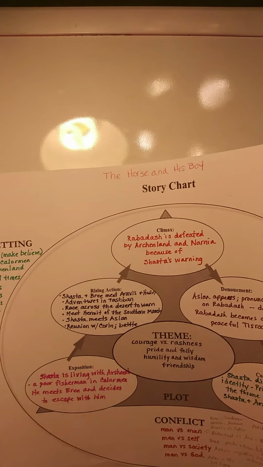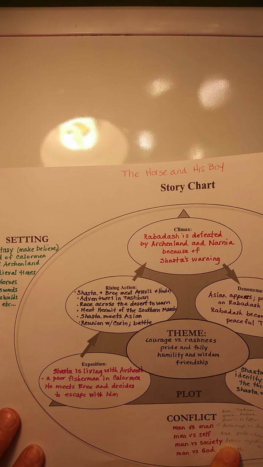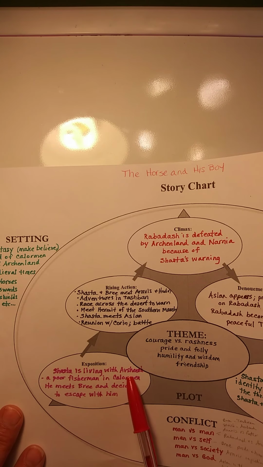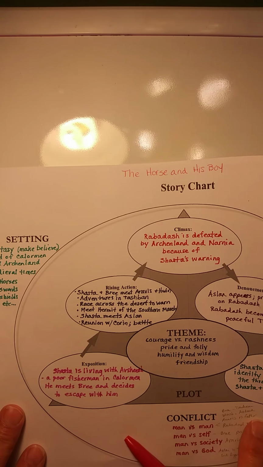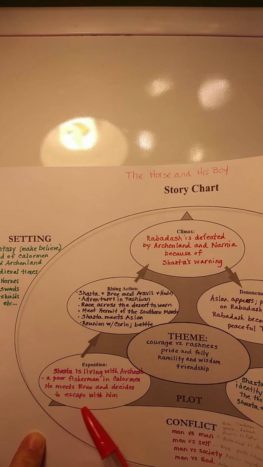Okay, so let's begin at the exposition, or you could say this is called the setting or the opening of the story. In the first chapter, we saw that Shasta is living with Arsheesh, the poor fisherman, in Calormen. And he meets Bree and decides to escape with him. Okay, that's how it starts out.